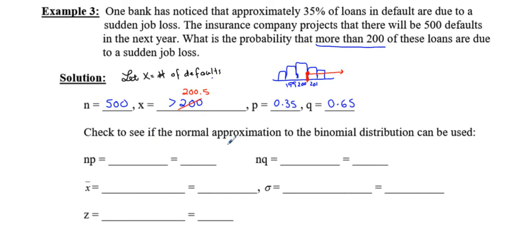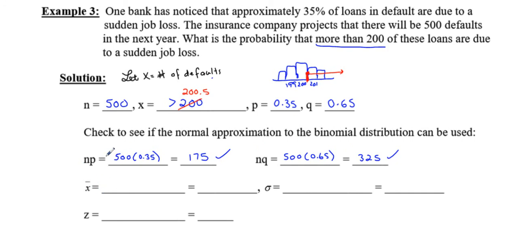We'll check to see if we're allowed to use the normal approximation. So n times p is 500 times 0.35, and that is equal to 175. n times q is 500 times 0.65. So that will be equal to 325. So these are both at least 5. They're not exactly the same. They do have a bit of a spread to them, so that means your answer will be a little more skewed, but they're at least 5, which means your answer will be close enough.